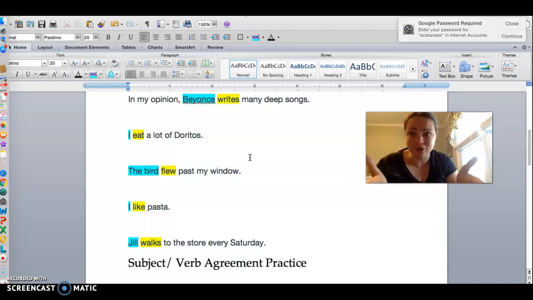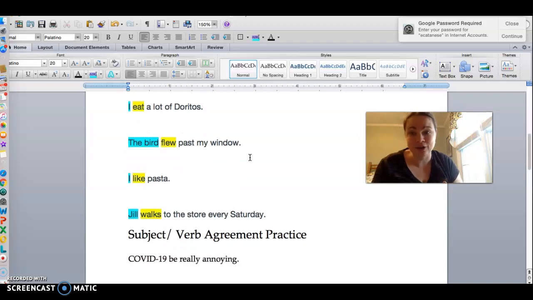The process is, first look for the verb, look for an action word or a state of being, and test it. Does it have a subject attached to it? Is someone doing it or experiencing it? If they're not, you have not found the right thing.